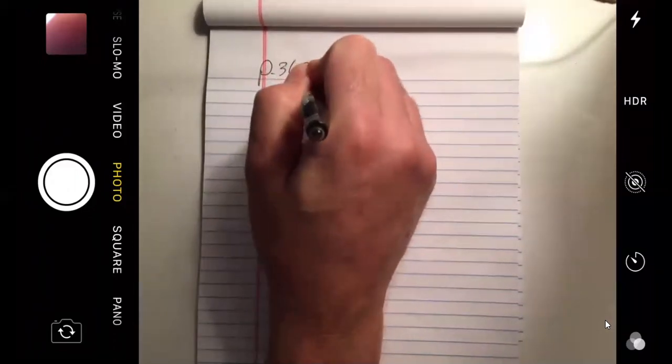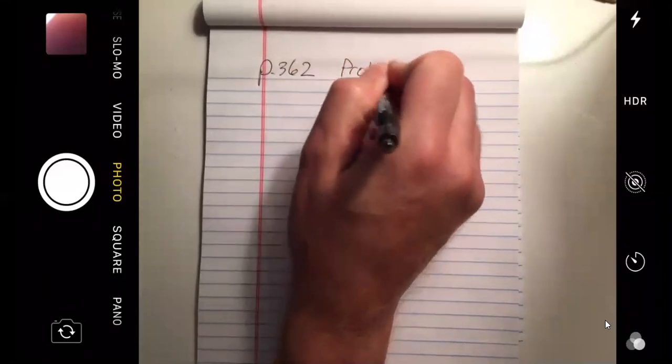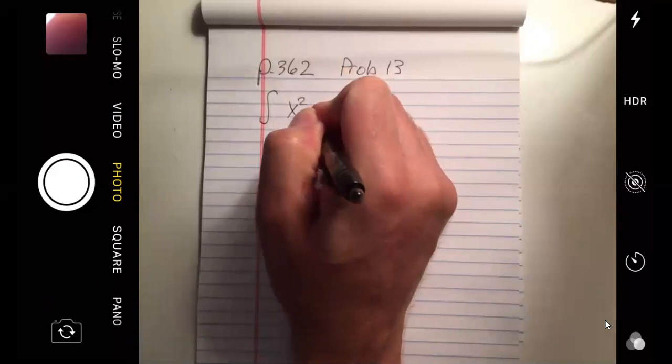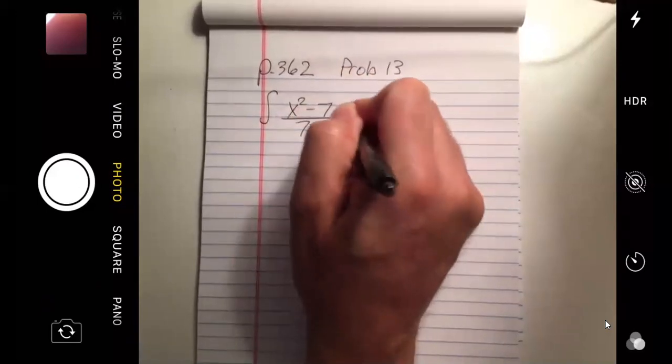It was number 8, page 362, problem 13. It was pointed out to me that the ebook doesn't have page numbers, but if you go to the exercises at the back of the section in the ebook, the problems there are identical to what's in the book. Let's see if I can find this one. Okay. It says the integral of (x squared minus 7) divided by 7x dx.